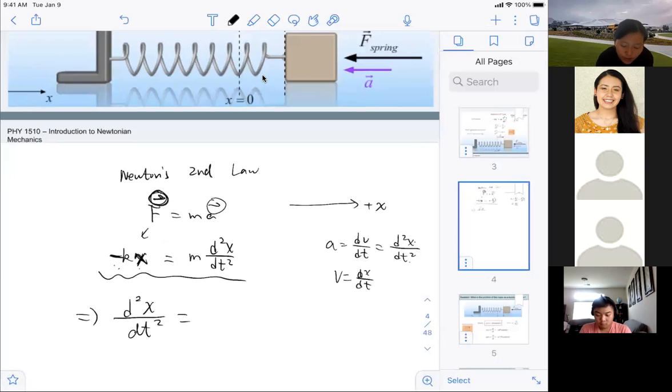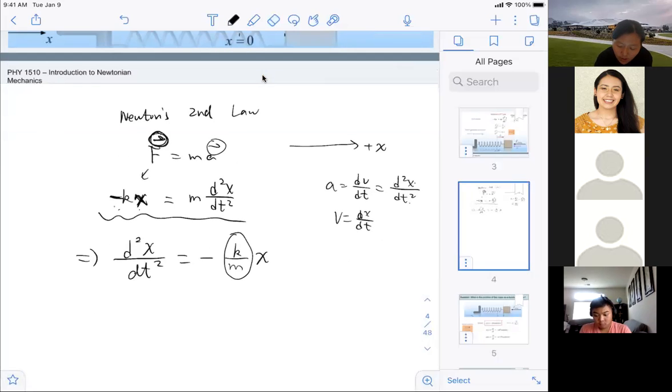So group a few things together, we get negative k over m x. A lot of times people call k over m the angular frequency. So this k over m is defined to be omega squared. So you can write this using negative omega squared times x.